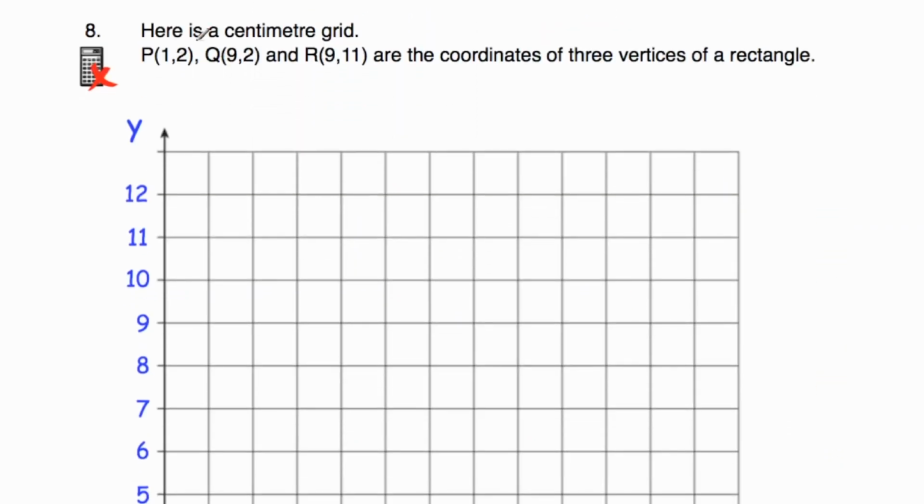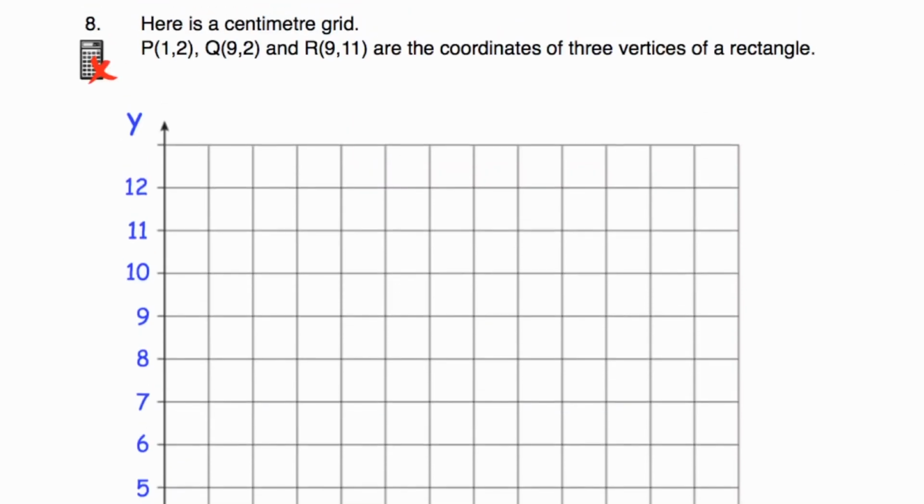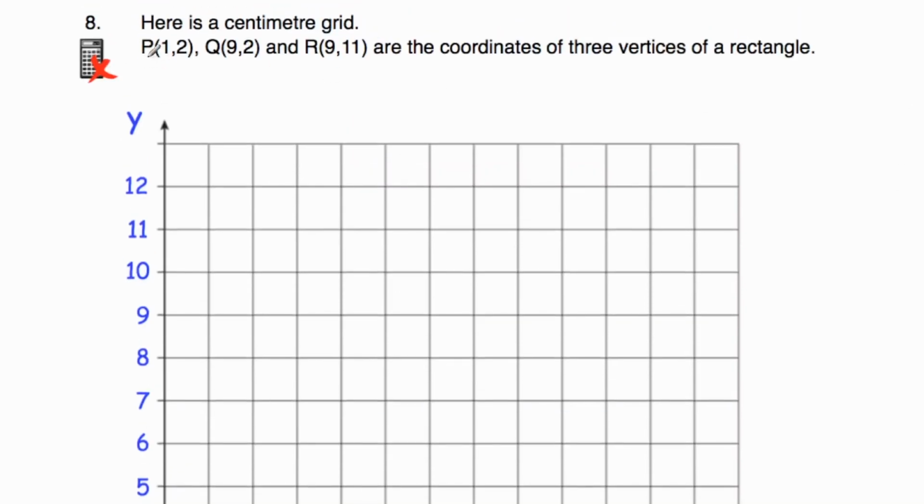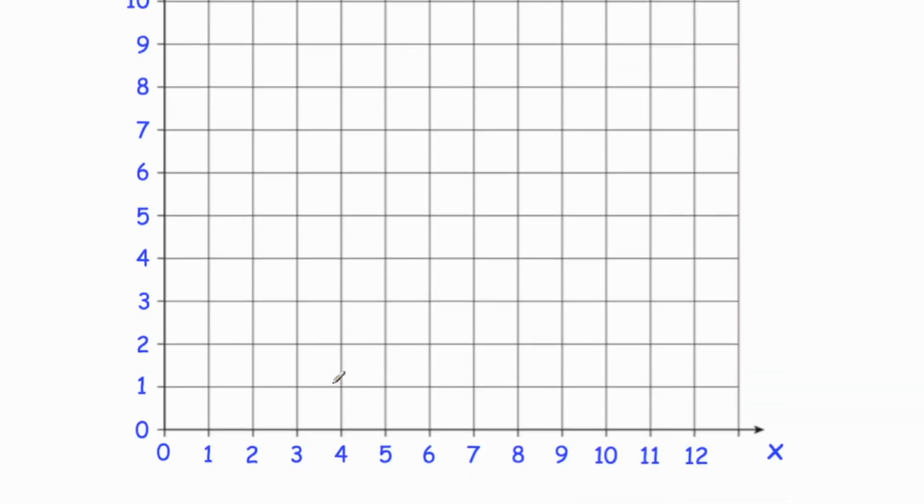Okay, so question number 8 says, here's a centimetre grid. So we've got these set of axes. We've got our x-axis and our y-axis, and this is a centimetre grid. So each of the squares is 1 centimetre by 1 centimetre. And we've been given some coordinates. So P is the point with coordinates 1, 2. Q is the point with coordinates 9, 2, and R is the point with coordinates 9, 11. So let's plot those points. P is 1, 2, so 1 across, 2 up, so that's the point P.